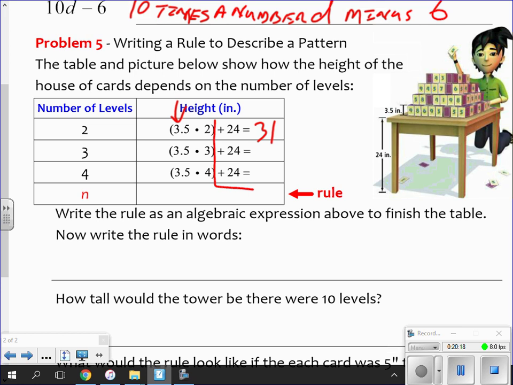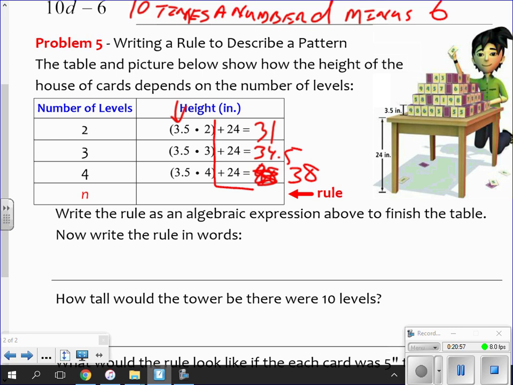So if I have 3 levels, I do 3 times 3.5. If I got 7 there, add another 3.5, that's 10.5. Add 10.5 to 24, I get 34.5. And then the last one is 42. If I have 4 times 3.5, well, 2 is 7, twice that's 14, 14 plus 24 is 38, my bad, 38. Oops, if I write it correctly.